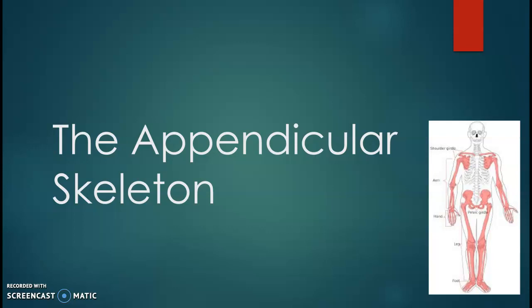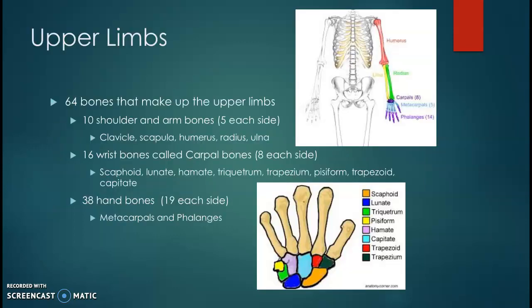So now we're going to make our way to the appendicular skeleton. This is the skeleton that's going to include your upper limbs, your lower limbs, your shoulder girdle, your pelvic girdle, hands, and feet. So first, let's go over the upper limbs. There are 64 bones that make up the upper limbs. There are 10 shoulder and arm bones, which is 5 on each side, and these include the clavicle, scapula, humerus, radius, and ulna.